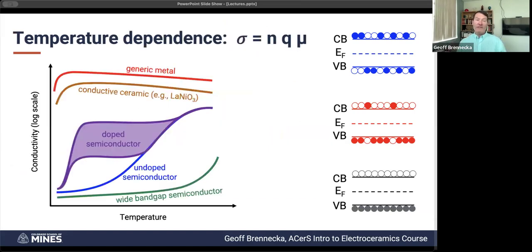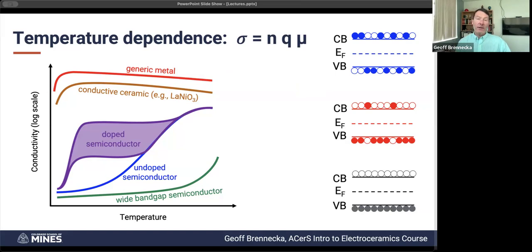If we look at what that means in terms of just comparing different materials and their temperature dependence of conductivity. So this is what I alluded to earlier, that for generic metals, we're going to see a slow decrease in conductivity as we increase temperature. And that's totally dominated by this mobility term. So as the temperature increases, mobility decreases. That's because the lattice is moving around, the trees are moving around as the electrons are trying to ski.